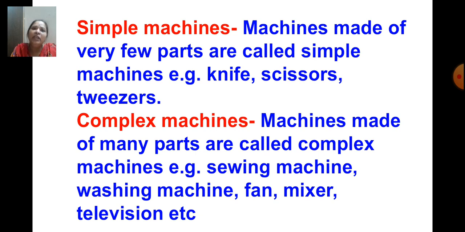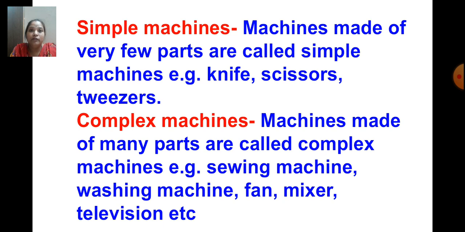Now, complex machines. Machines made of many parts are called complex machines, because if you open that, or if you see it somewhere in a mechanic's place or where these machines get repaired, you'll see so many parts inside there. That's why they are called complex. Complex means made of so many parts. What are complex machines? Repeat with me. Machines made of many parts are called complex machines. Example, sewing machine, washing machine, fan, mixer, television, etc.